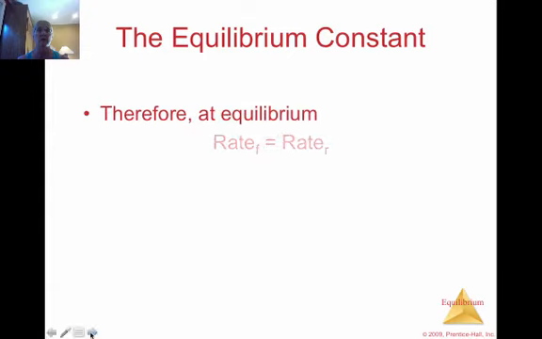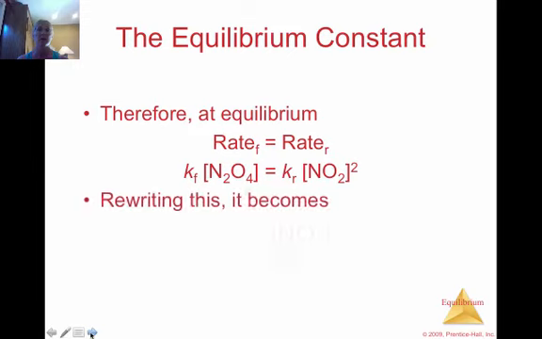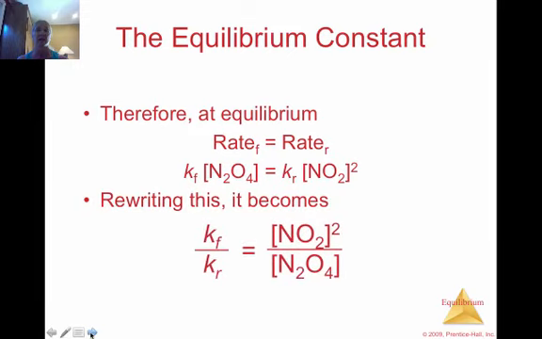Okay, so at equilibrium, the rate forward should equal the rate going in reverse, so you can set those two expressions equal to each other. And then on top of that, you can rearrange the equation to put the two constants together, and you get something that looks like this. And two constants divided by each other is still a constant.